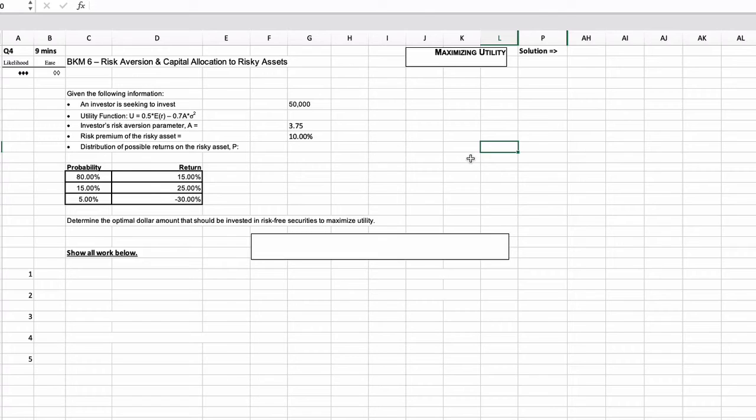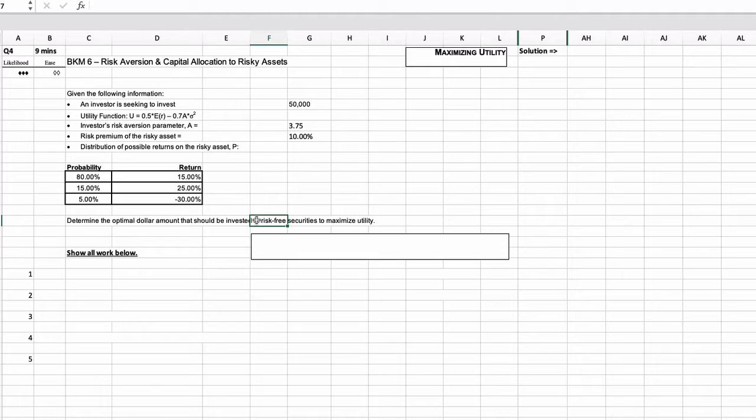In this question, we are given a utility function, investor risk aversion factor A, 3.75, and return distribution of the risky assets. We are asked to find the optimal dollar amount to invest in risk-free securities. Basically, we need to calculate Y, the optimal weight in risky assets.